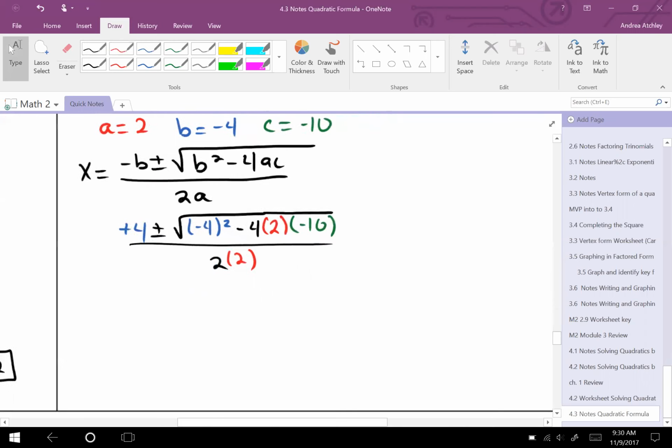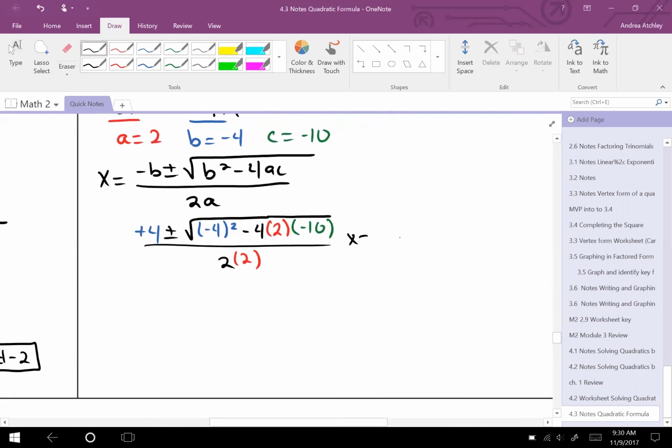That's going to give me x equals 4 plus or minus the square root. 16 plus a negative times a negative is going to give me that, and that'll be 80. 4 times 2 is 8. 8 times 10 is 80, and a negative times a negative makes that positive. Check that sign. Take that extra time, and it's all over 4.